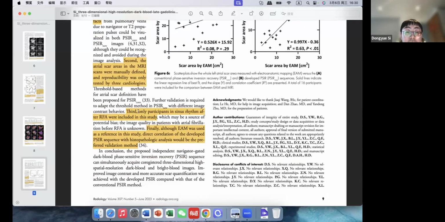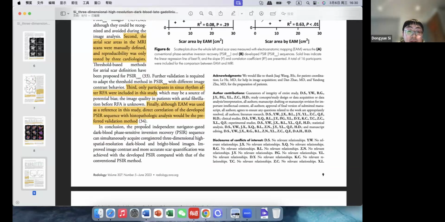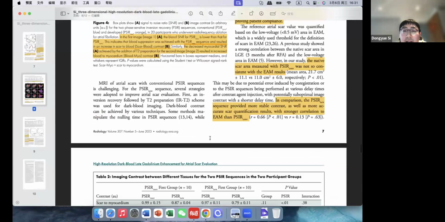Thirdly, only participants in sinus rhythm after the treatment were included, which may be a source of bias, and the image quality in patients with atrial fibrillation is not yet confirmed. And finally, we believe that histopathology analysis may be required in the future. And I think that's all.